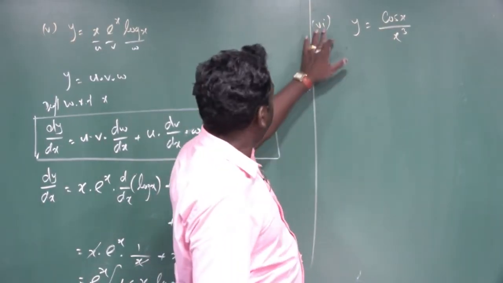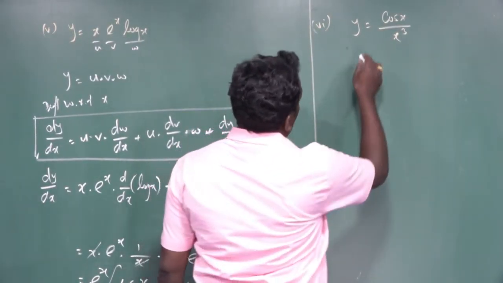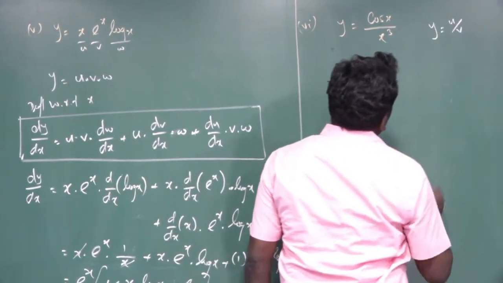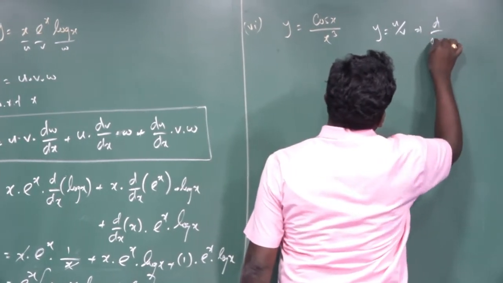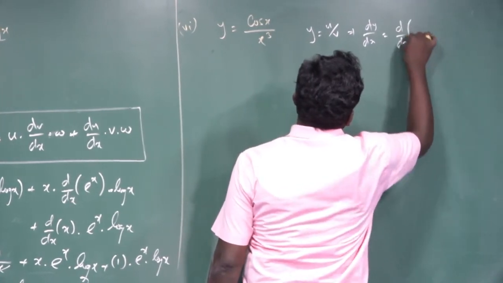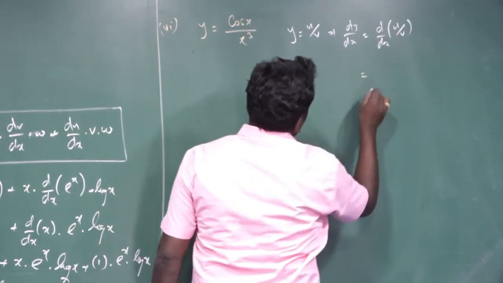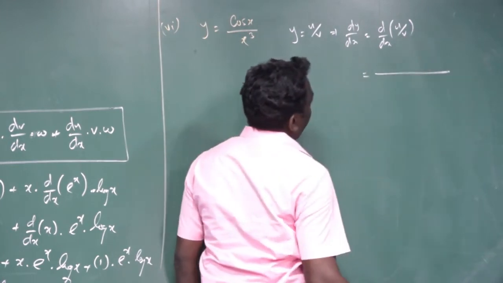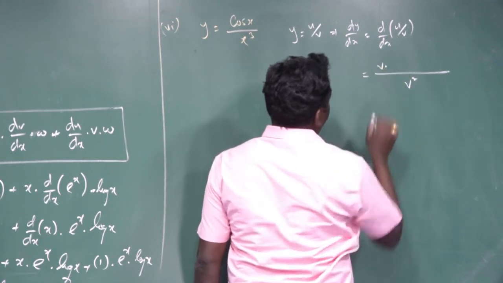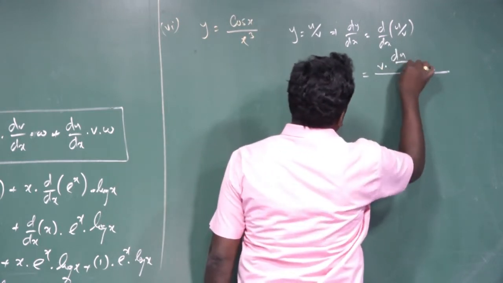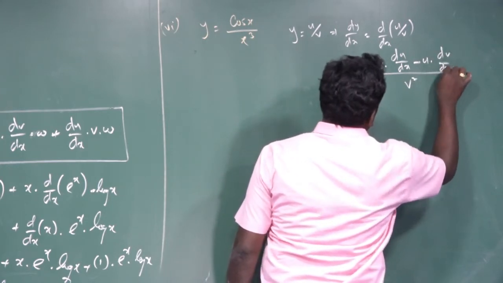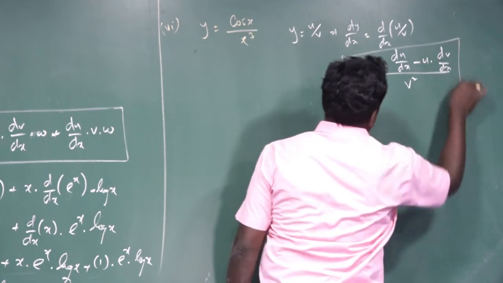Okay, next is subdivision number 6. What property can we use here? y is equal to u by v, so the quotient method is applied. dy by dx is equal to d by dx of u by v. What is the formula for the quotient rule? It is v square in the denominator. Keep v as it is, differentiate du by dx, minus, keep u as it is, differentiate dv by dx. This is by applying the quotient rule.